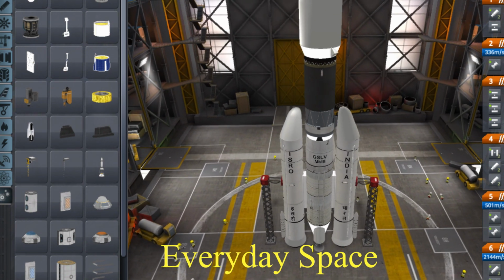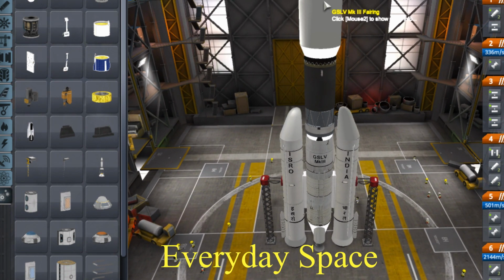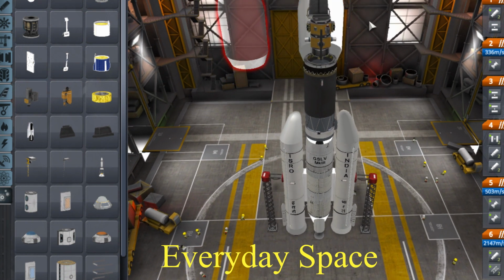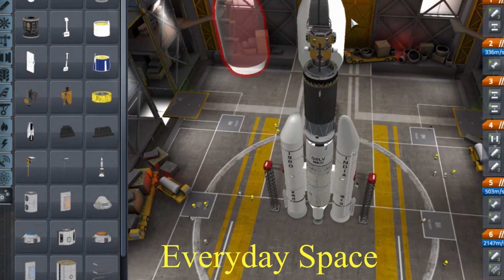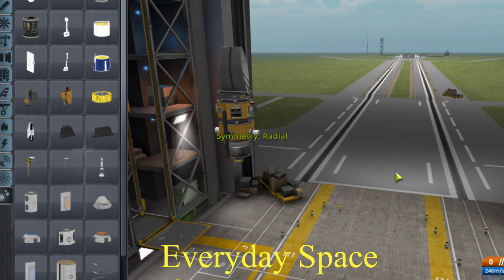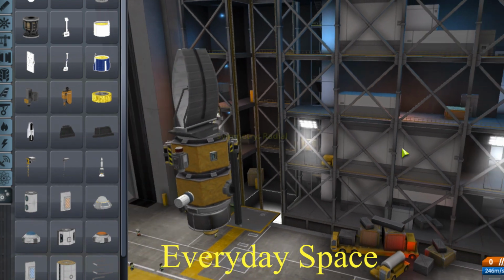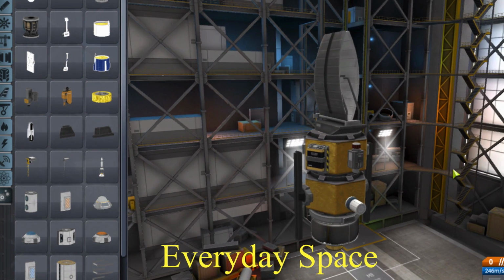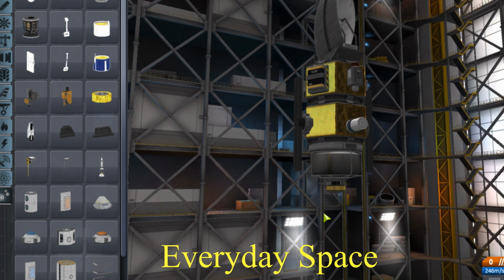So now let's take a look at the satellite that we're sending to space today. This is the satellite. I will take this out of the GSLV and show it in more detail. As you can see here, this is our satellite that we're going to be sending to geostationary orbit. Let's take a look at the different parts that make up this amazing satellite.